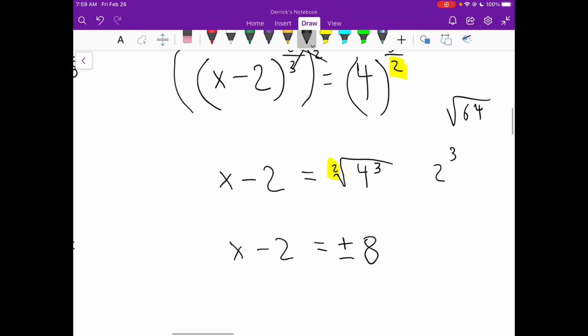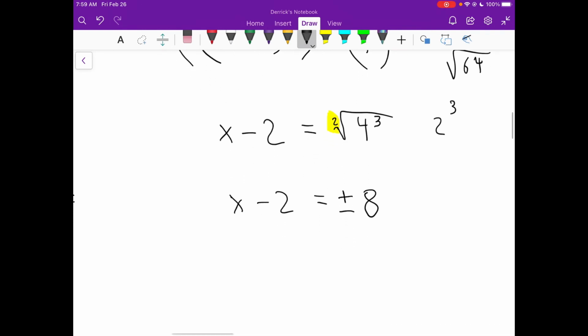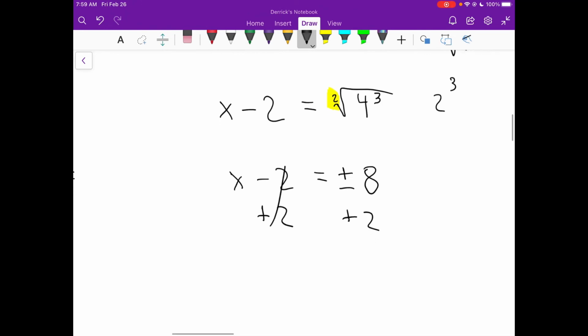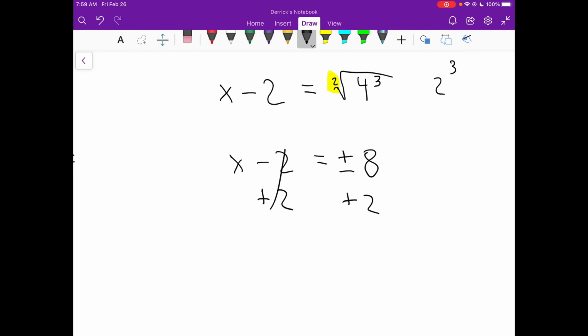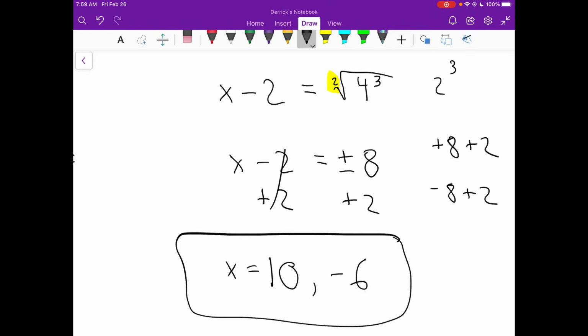And the catch with that then is when we go to solve this problem, I do want to add 2 over, but we need to do that with both positive and negative 8, meaning I'm going to have 2 answers here. When I take positive 8 plus 2, I get x equals 10. When I take negative 8 plus 2, I would get x equals negative 6. So both of those should be my answers.